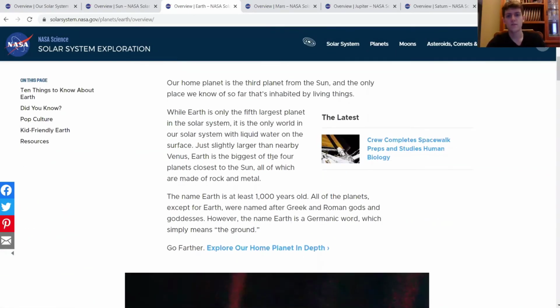Our home planet is the 3rd planet from the sun, and the only planet so far that we know has living things. While Earth is only the 5th largest planet in our solar system, it is the only world in our solar system with liquid water on the surface. Just slightly larger than Venus, Earth is the biggest of the 4 planets closest to the sun, all of which are made of rock and metal.